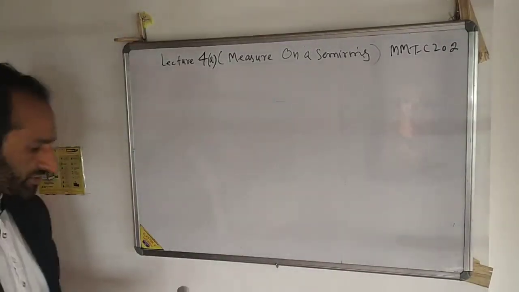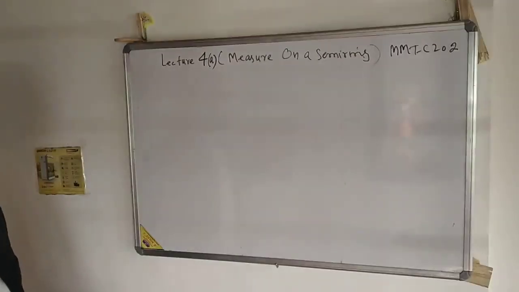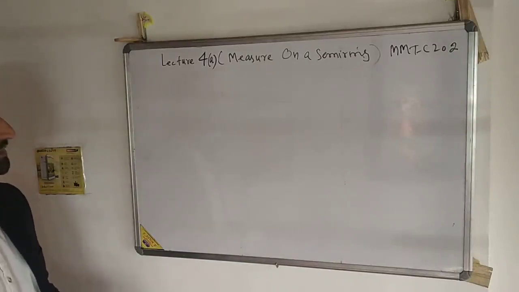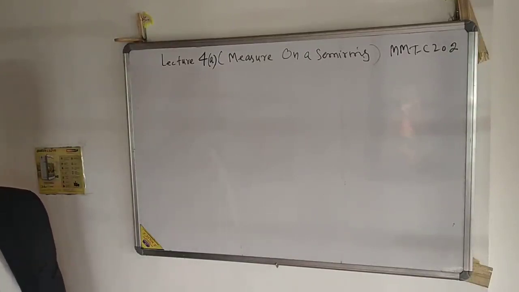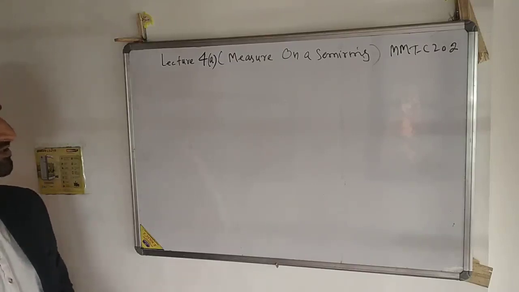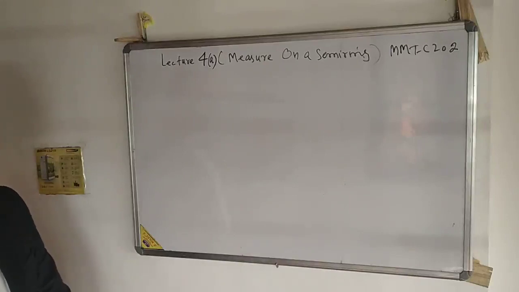Hello, dear students. It is the first lecture of the fourth unit, which is on measure on a semiring, and the course is MMTC 202. So, in this lecture, we discuss a measure on a semiring, which can be thought of as a generalization of length and area. So, let's first define a measure on a semiring.